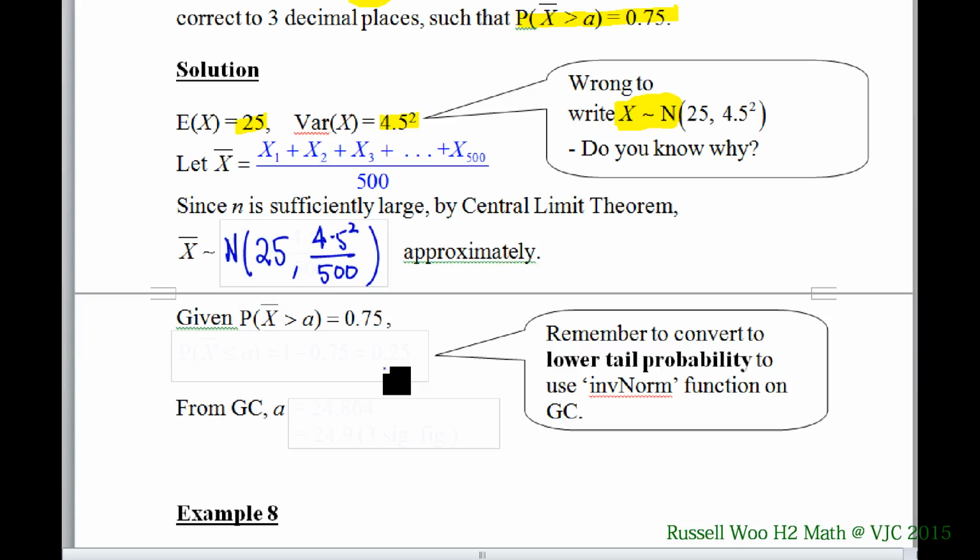But the only thing you need to do is to convert to lower tail. Because it's a greater than sign, this is an upper tail probability. So convert it to lower tail, which is quite easy, all of us can do. Then you inverse norm 0.25 with this mean, with this variance, and I think you can get the answer quite fast. Correct?